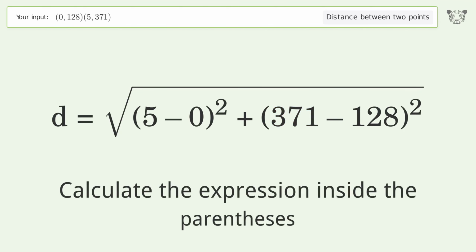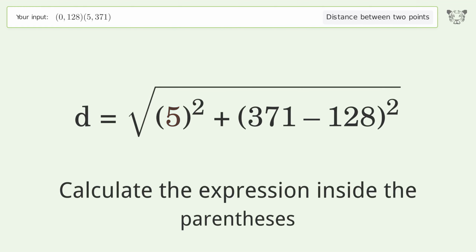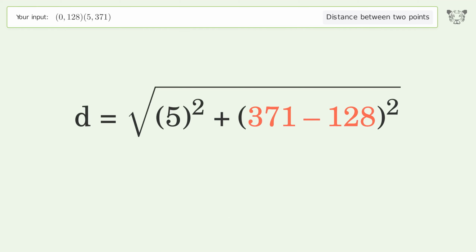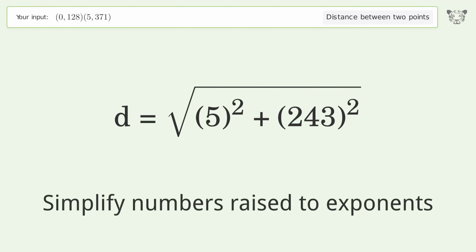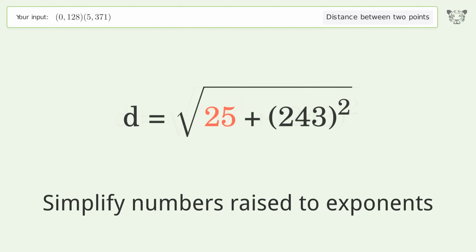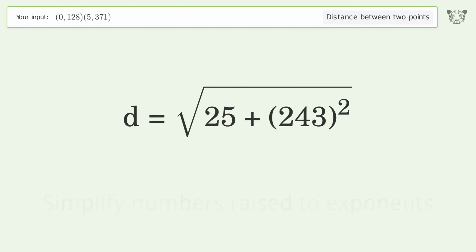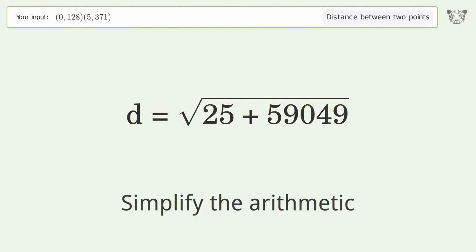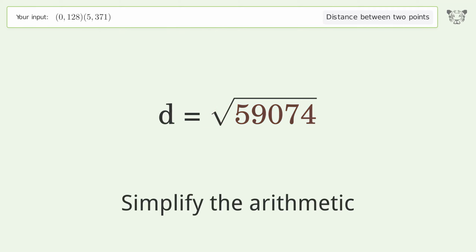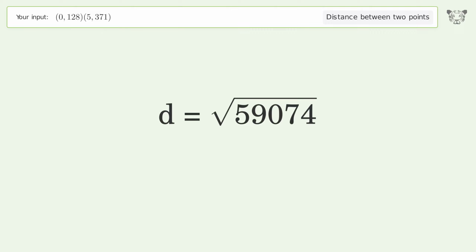Calculate the expression inside the parentheses. Simplify numbers raised to exponents. Simplify the arithmetic. And so the distance between the 2 points is the square root of 59,074, or 243.051.